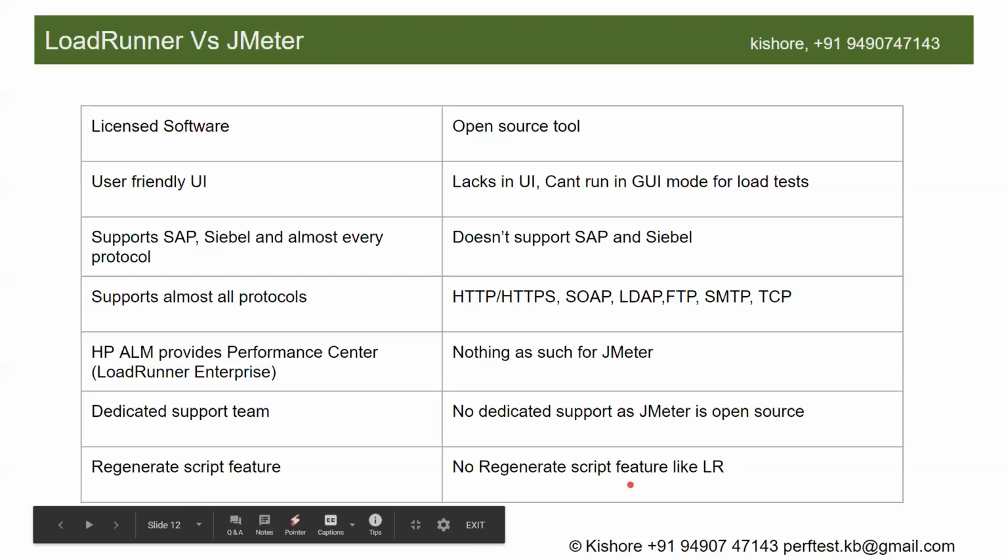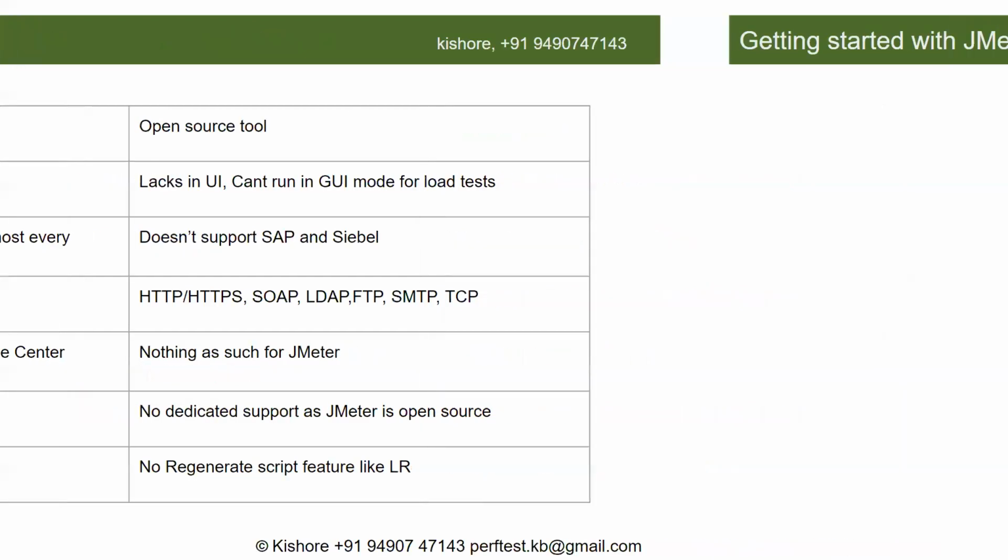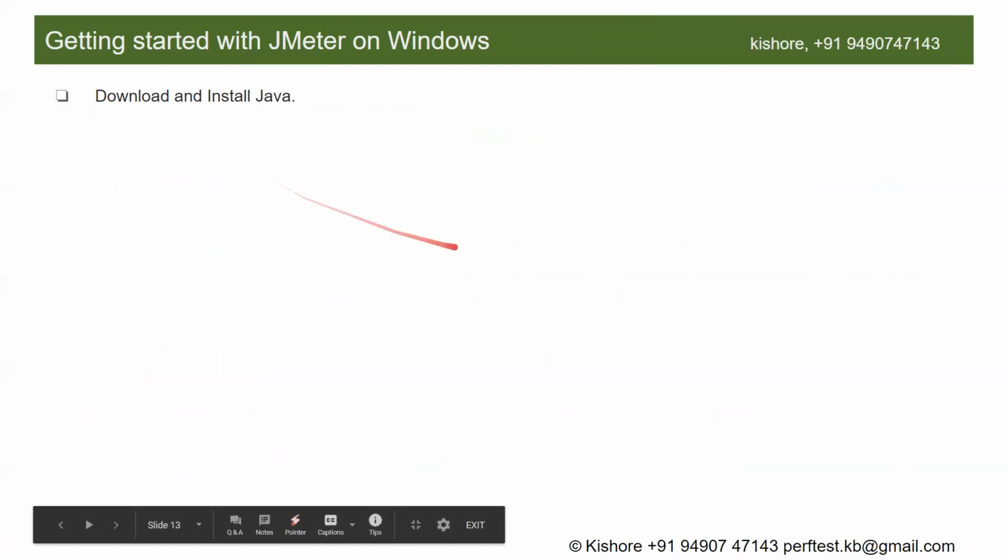So these are the main differences between LoadRunner and JMeter, right? And let us see how to get started with JMeter on Windows. As I mentioned, JMeter is a Java application, right? So if you want to use JMeter, we have to first download and install Java on our machine.